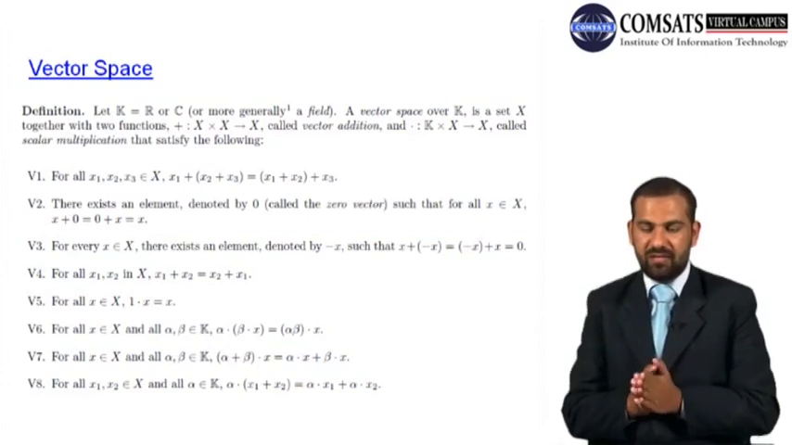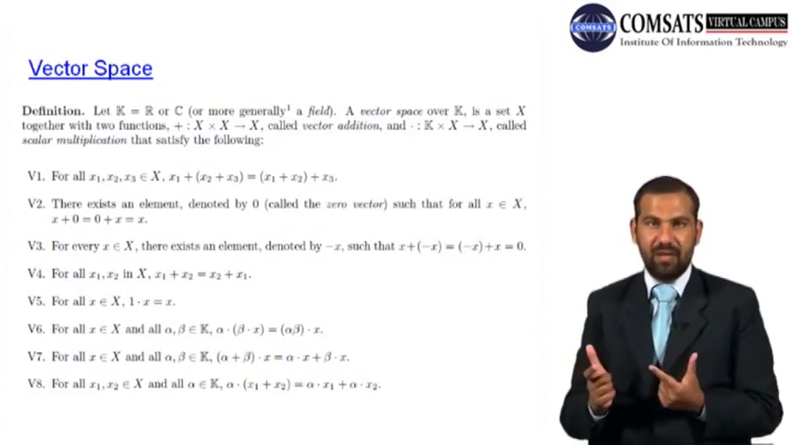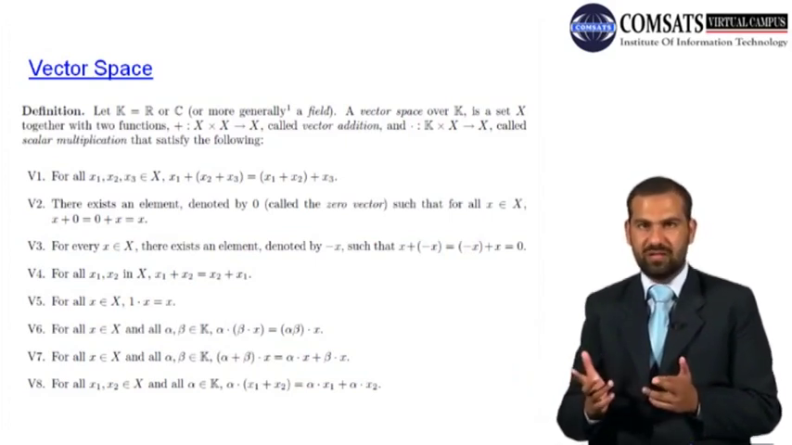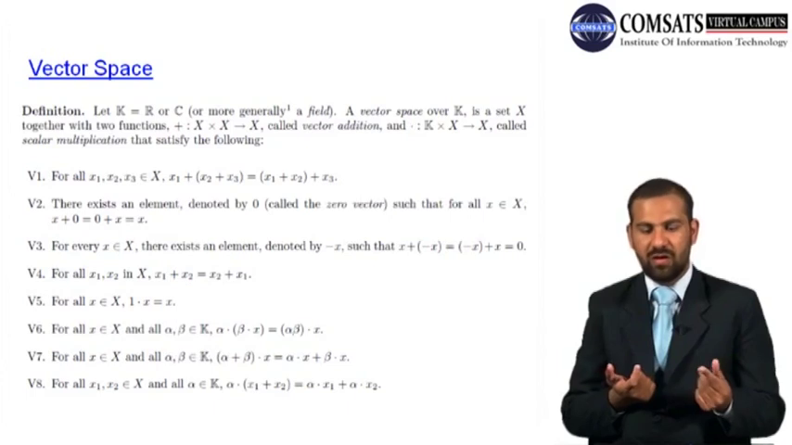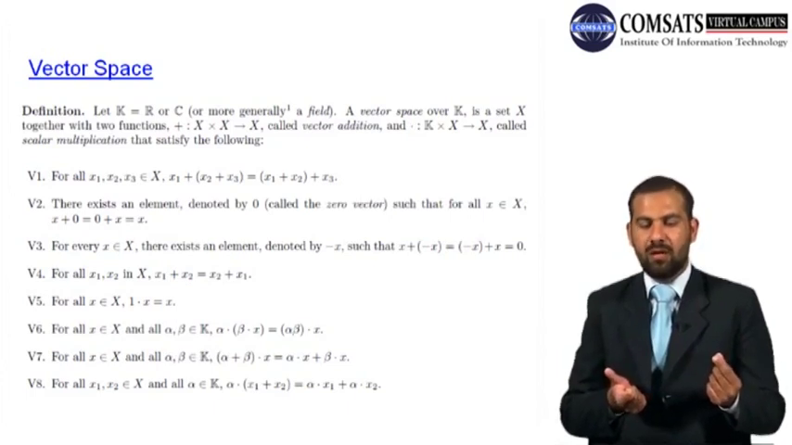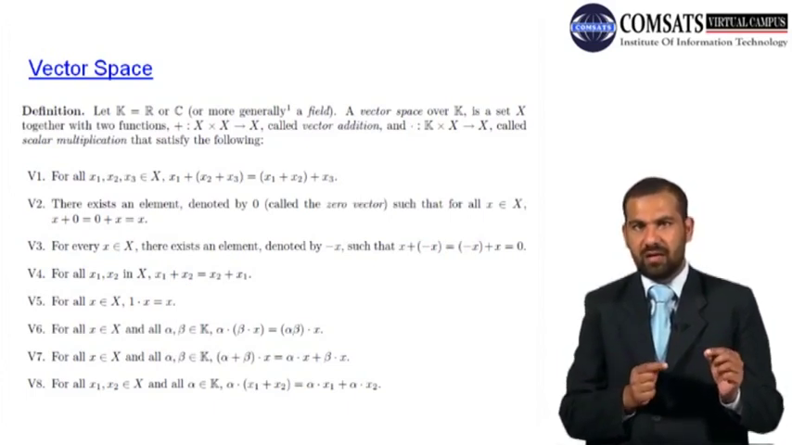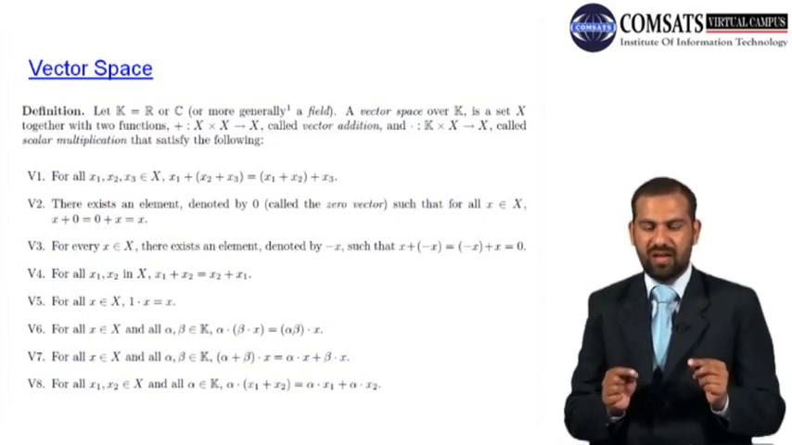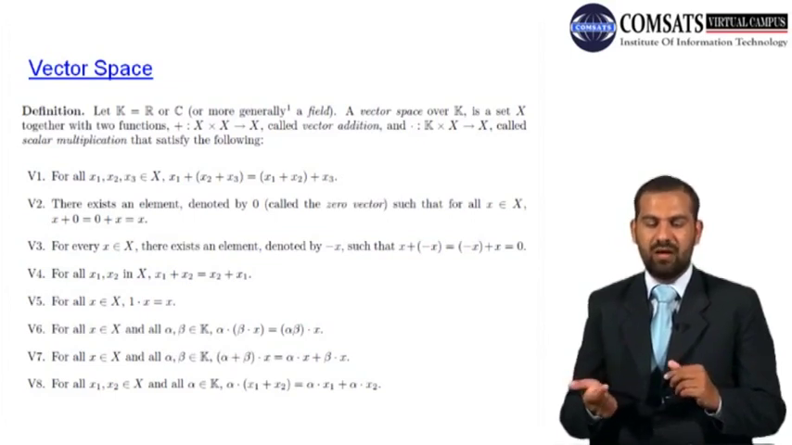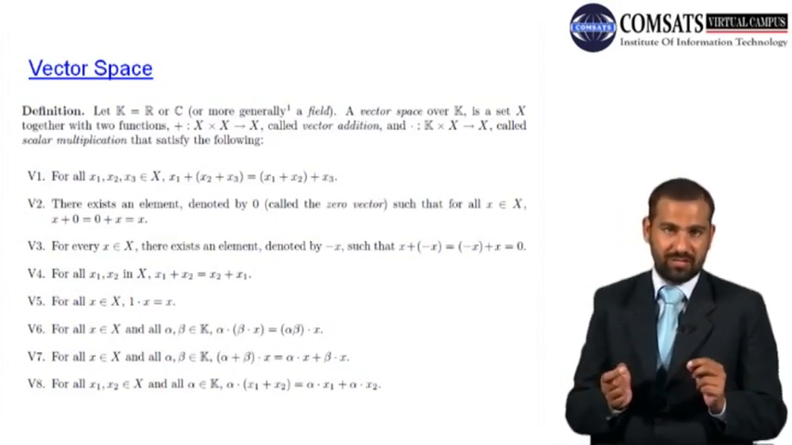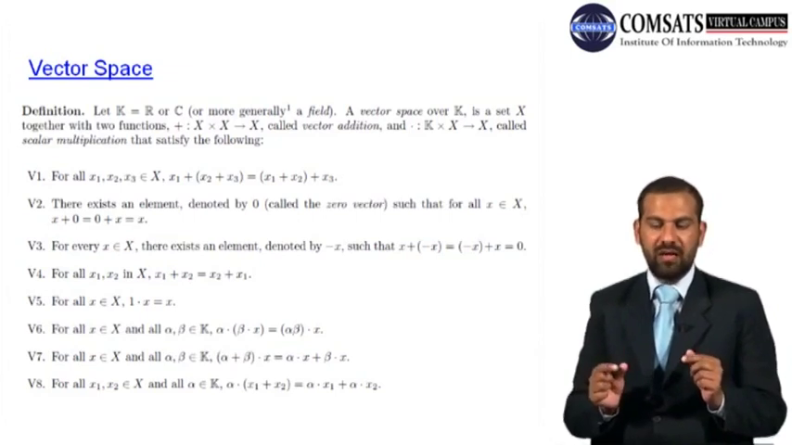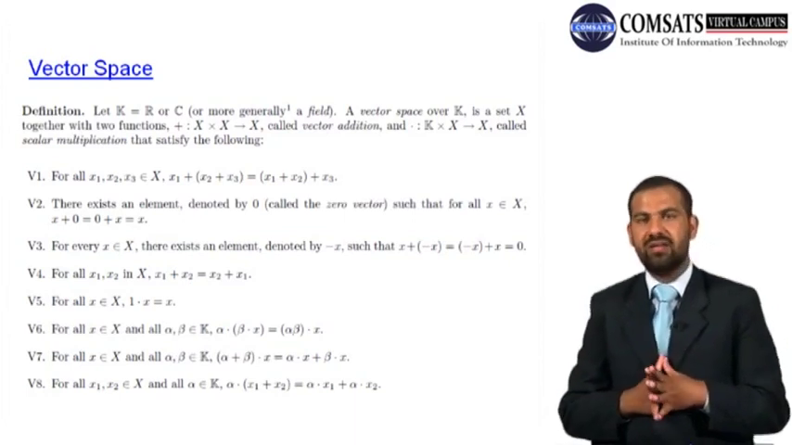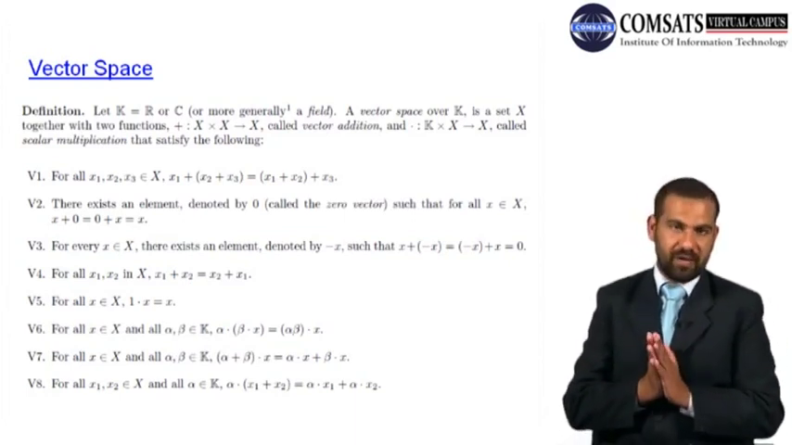Now a vector space over a field K, which may be real numbers or complex numbers, is a set together with two functions. Here we must have two functions. The first one is the addition function, addition of vectors, that means plus is a mapping from X cross X to X, called vector addition, and dot is scalar multiplication. Scalar multiplication, a mapping from K cross X to X, satisfies the following 8 properties.